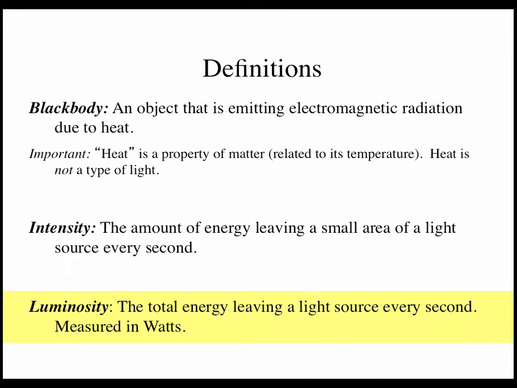Luminosity is the total energy leaving a light source every second, and we measure luminosity in watts. So again, back to a light bulb. A 40-watt light bulb puts out less energy than a 100-watt light bulb. So we would say that the 100-watt light bulb is more luminous. It's possible to make a 40-watt light bulb that has the same intensity as a 100-watt light bulb, but the 100-watt light bulb will always have a higher luminosity. It's putting out more total energy.